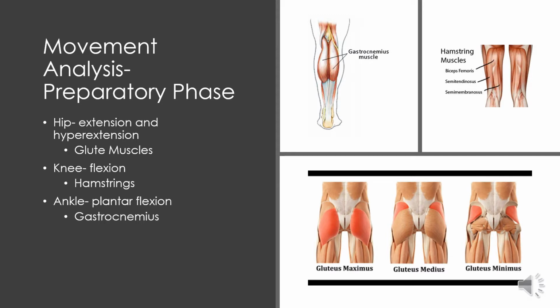During knee flexion, the hamstrings, including the biceps femoris, semimembranosus, and semitendinosus, act as agonists. The ankle performs plantar flexion with the gastrocnemius acting as the agonist.